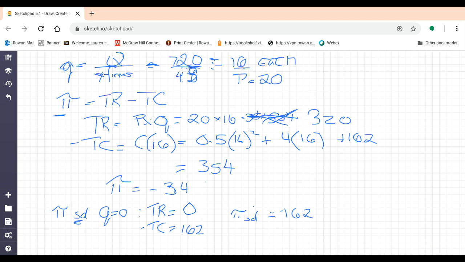And we would compare negative 34 with negative 162. Obviously, we know that negative $34 is going to be a little bit better than this negative 162. Not the greatest, but a little bit better. We'd still rather positive profits, but this is our best option at the moment. So no shutdown. And since we did the shutdown already, we only shut down when price is less than 4. You didn't really need to check this, but you could if you wanted to just check your work.